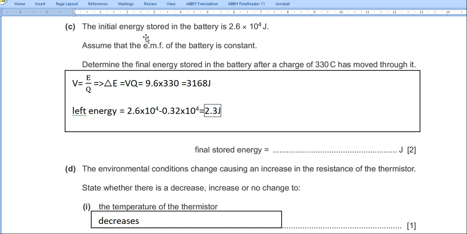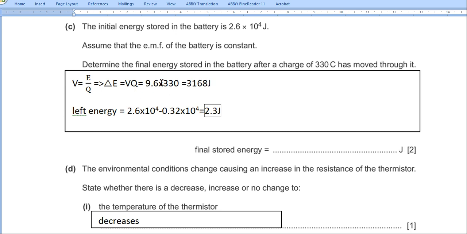C. The initial energy stored in the battery is so much. Assume that EMF of the battery is constant. Determine the final energy stored in battery after charge of 330 C has moved through it. So voltage or EMF equals energy over charge. Rewriting this formula for energy, we have voltage multiplied by charge. So we multiply, we get answer.